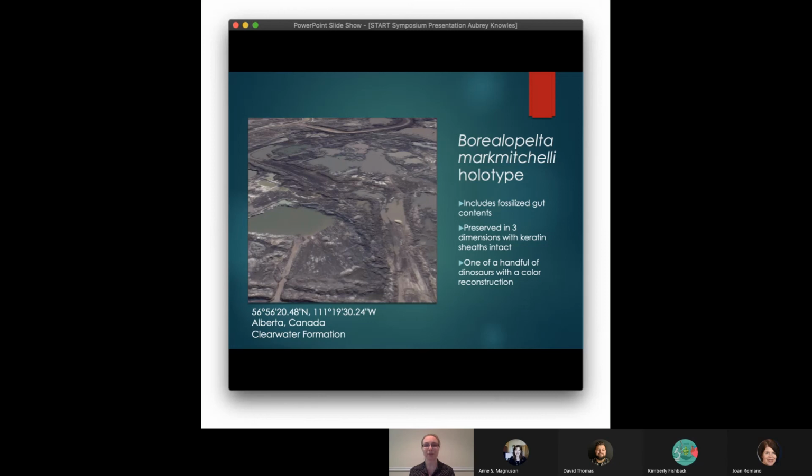And the Clearwater Formation actually represents a marine environment, which is interesting because Borealopelta definitely did not live in a marine environment, so it was probably transported post-mortem. This is a new genus and species of nodosaur dinosaur.